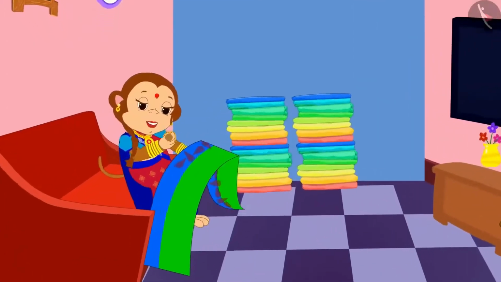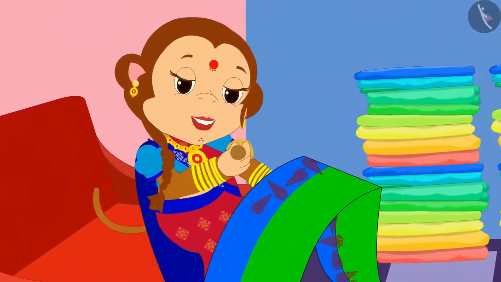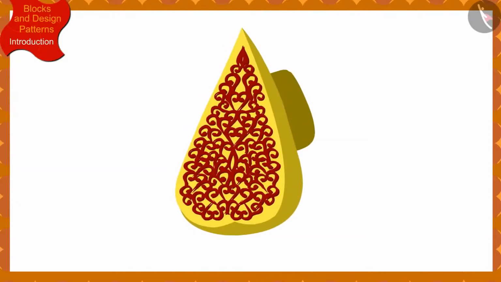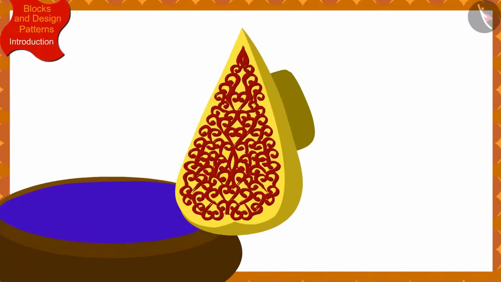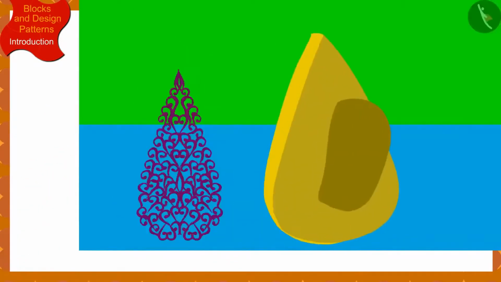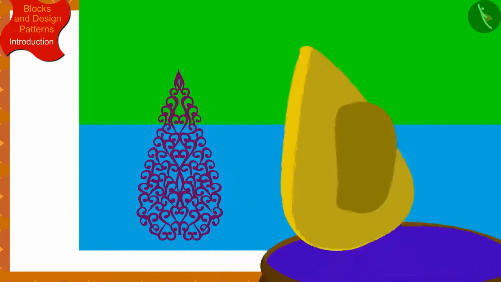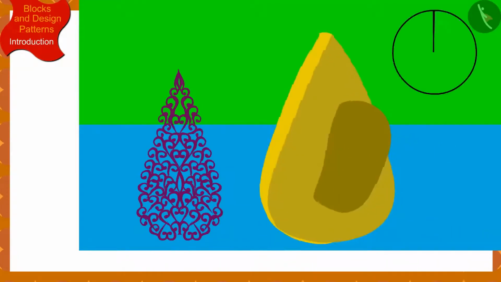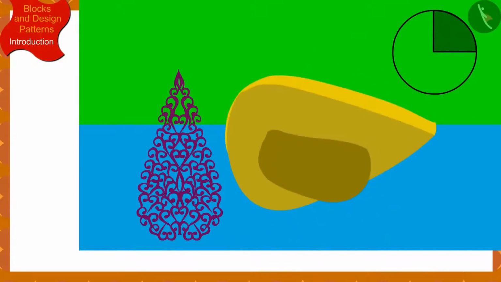Banno returned home and started designing a sari for Chanda. Banno has a block of this design. She first dipped her block in a box of color and made an impression on the sari using her block in this way. She then made a second impression by dipping the block in the box of color again, this time rotating the block a quarter in the clockwise direction.